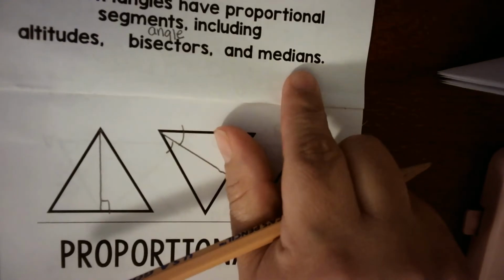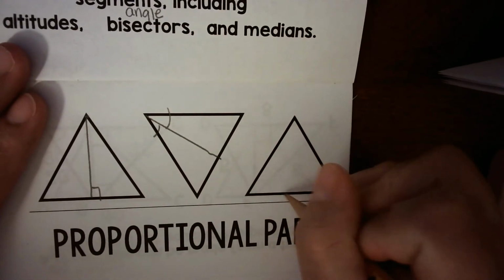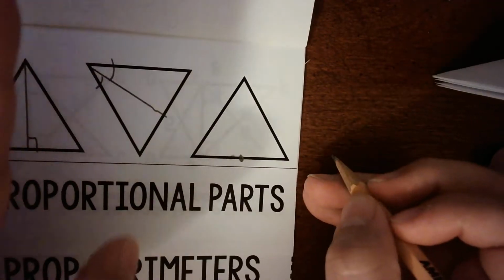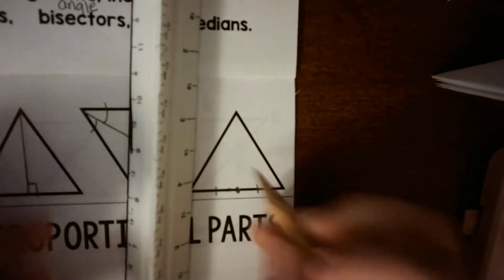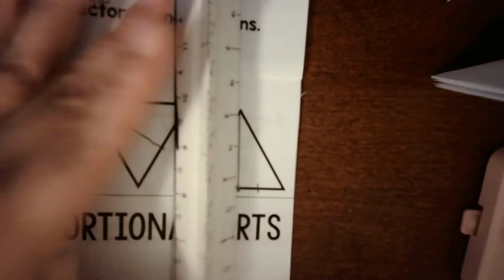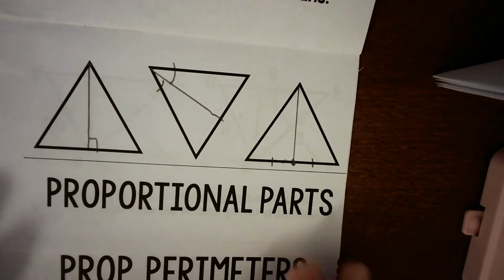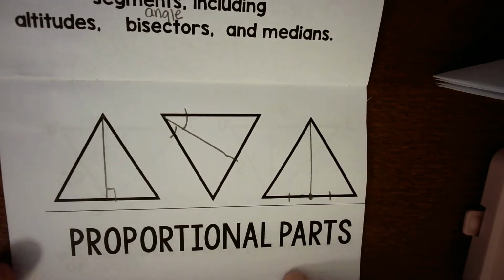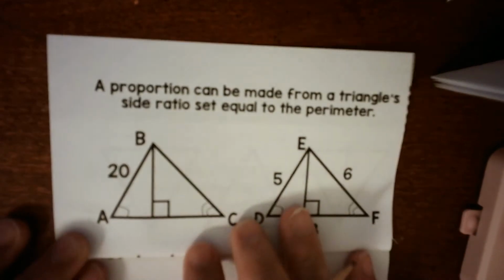Alright, and then medians, what medians were is when you had to cut the segment in half. So here, let's call this the middle. Well, let's make it closer to the middle. And it cuts this section in half. From here, we go to the vertex, the opposite vertex. And it doesn't necessarily have to be 90 degrees. So it looks like it is, but it doesn't have to be. So all of these would still make proportional parts, and we'll talk about them in just a little bit. But let's do some examples.